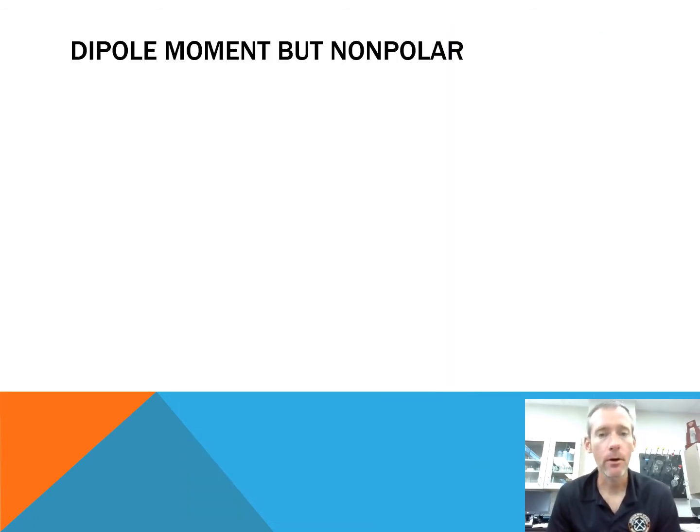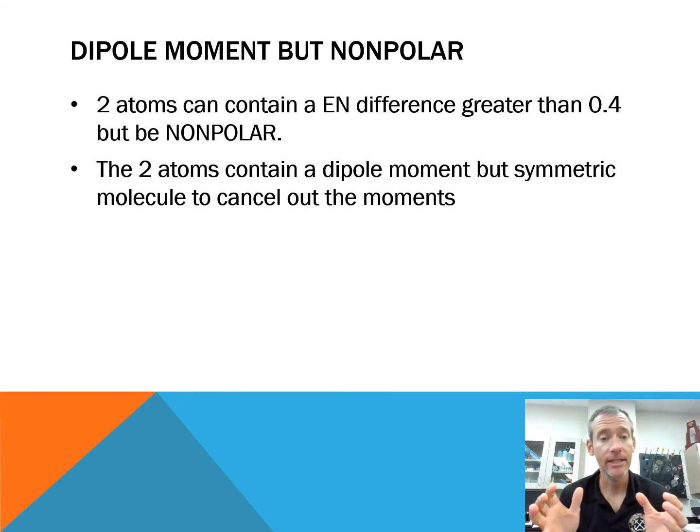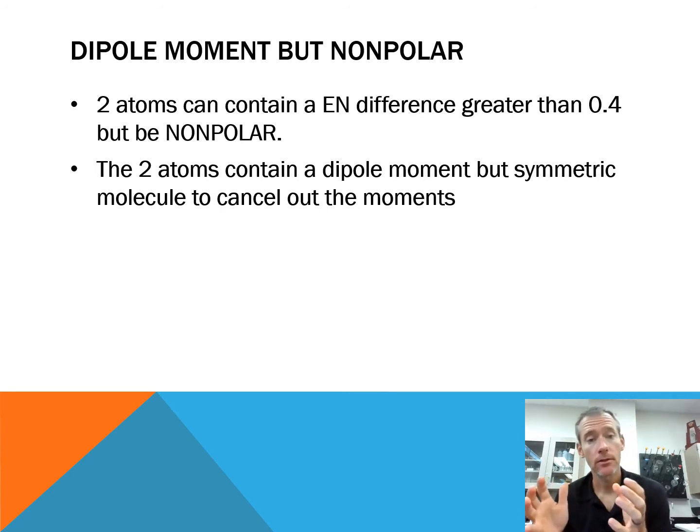Okay, you can have dipole moments, but be nonpolar. You still have a big difference in electronegativity to have a dipole moment, but the dipole moments are symmetric then. They cancel each other out. It's kind of like having two strong people or two weak people pulling in opposite directions in a tug of war. It's not going to go anywhere because they're equally balanced, so they cancel each other out.